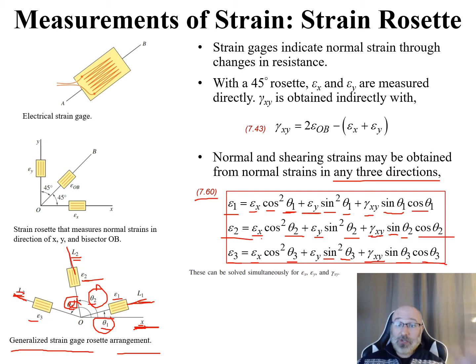Now with these three equations, we can solve them all simultaneously and get values for epsilon x, epsilon y, and gamma xy. Each of these is an unknown: epsilon x, epsilon y, gamma xy. Three equations, three unknowns.